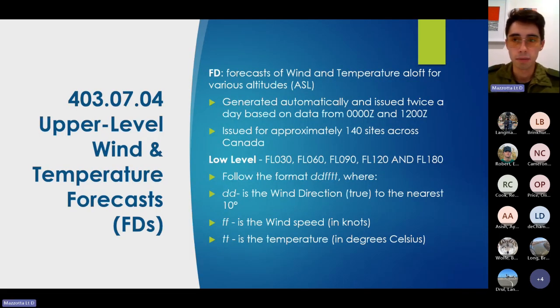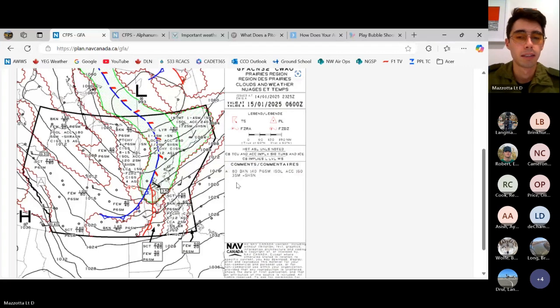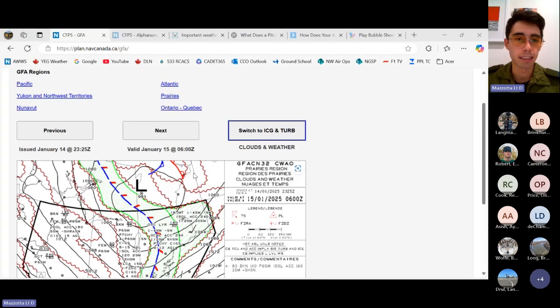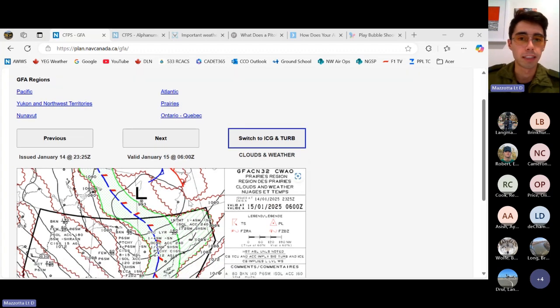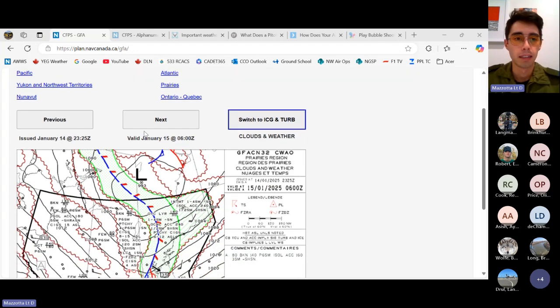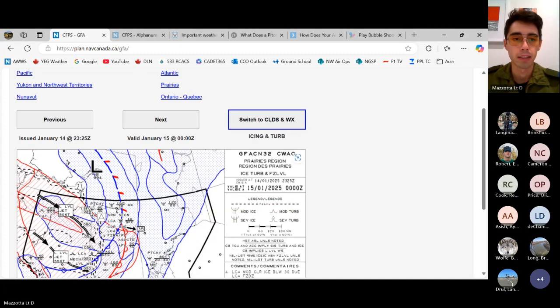Okay, and now we'll go back to the icing and GFA. So how to find this? Again, same thing. Once you go on the GFA page on CFPS, you'll notice at the top here, there's going to be previous, next, and switch to icing and turbulence. So you would click on that. And oh, that's the one that I want there.